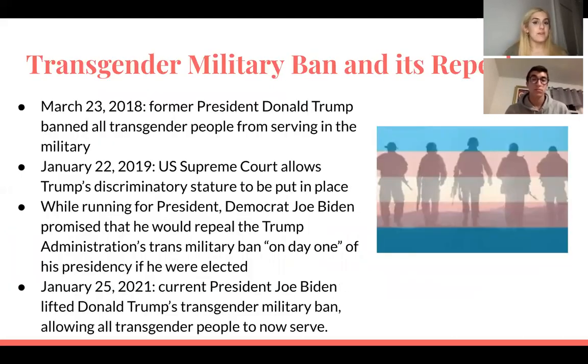Okay, so we have the trans military ban, and fortunately it was repealed. So on March 23rd, 2018, former President Donald Trump banned all transgender people from serving in the military. And then on January 22nd, 2019, the US Supreme Court allowed Trump's discriminatory statute to be put in place. While running for president, Democrat Joe Biden promised that he would repeal this military ban on day one of his presidency if he were elected. Fortunately, on January 25th, 2021, current President Joe Biden lifted Donald Trump's transgender military ban, allowing all transgender people to now serve.